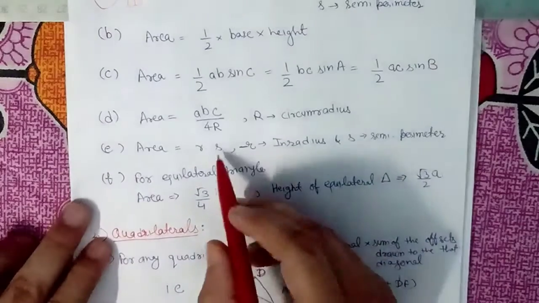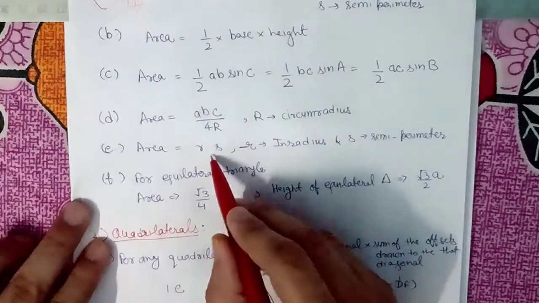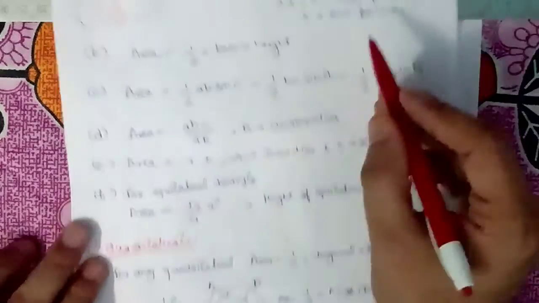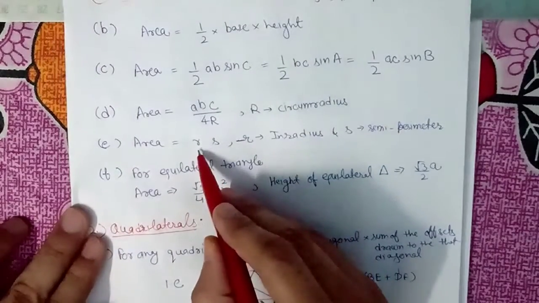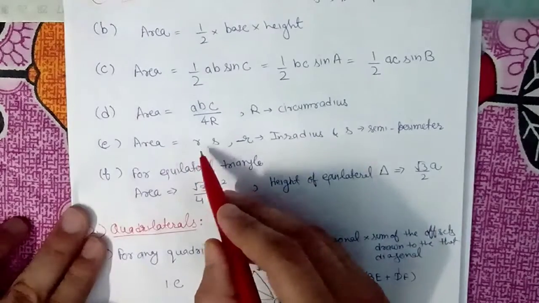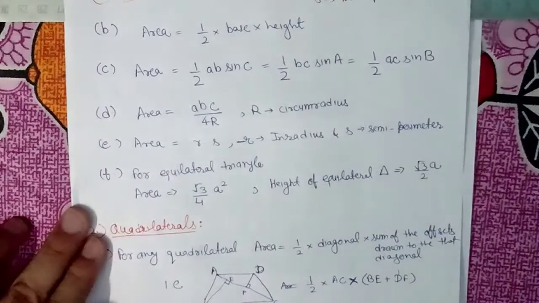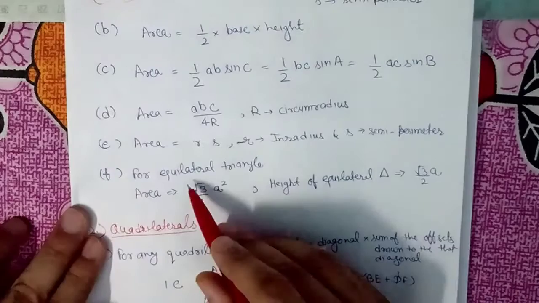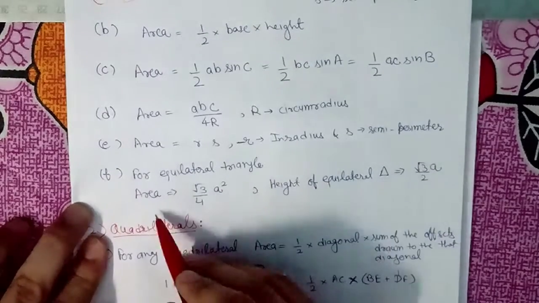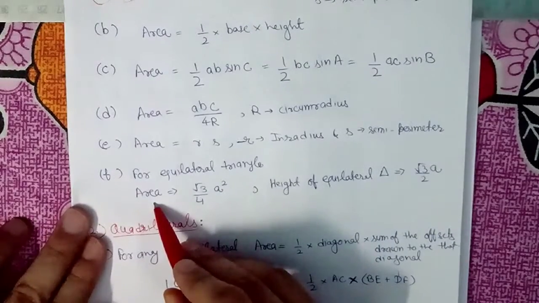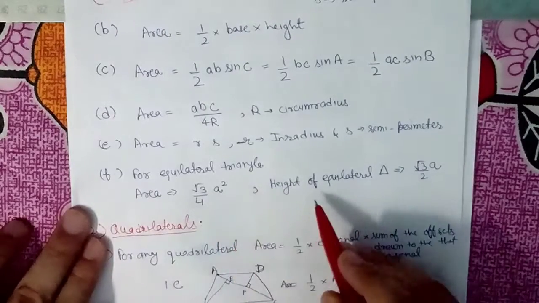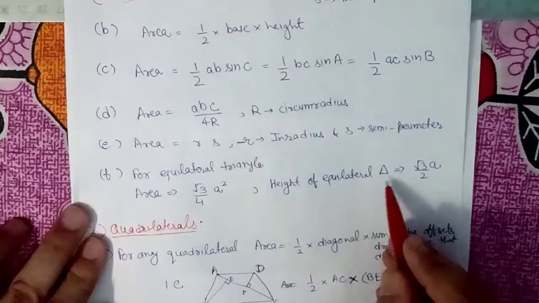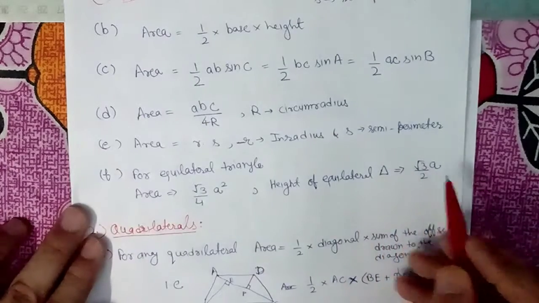Now we have another formula, which is R into S. S is the semi-perimeter as we have discussed, and R is the inradius. Same as we discussed in my previous video, you can go through that. When the triangle is equilateral, we will apply this formula to calculate its area, which is root 3 by 4 a square, and the altitude or the height of the equilateral triangle is given as root 3 by 2 a.